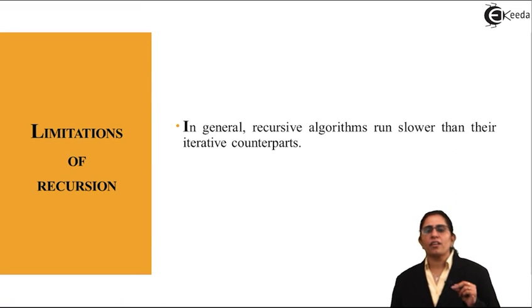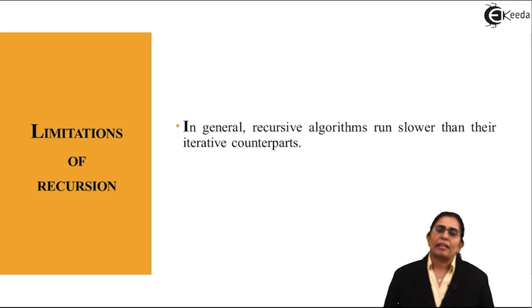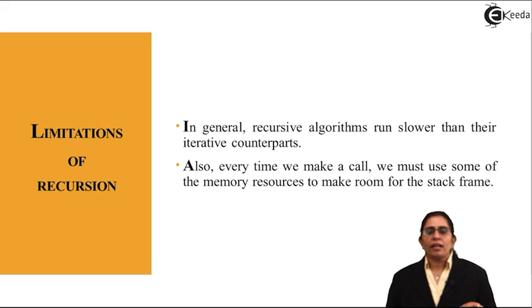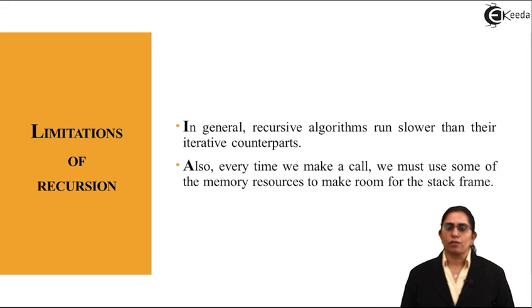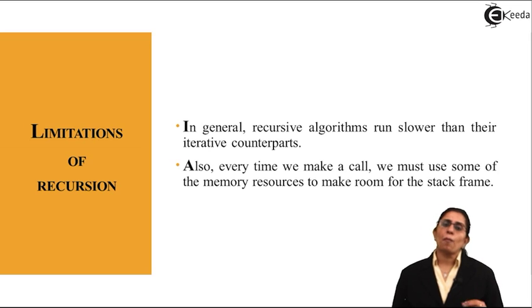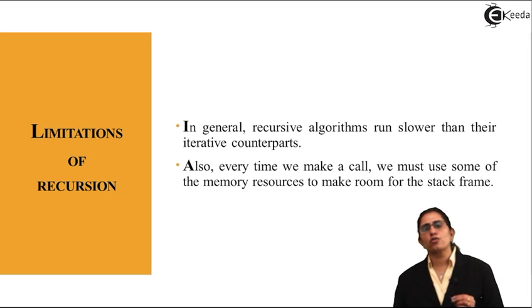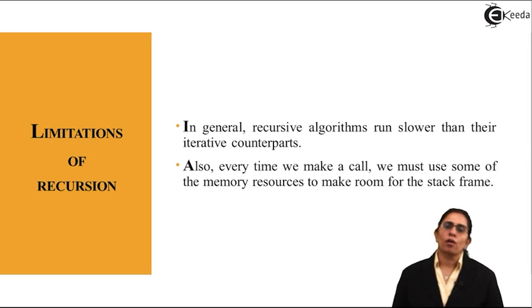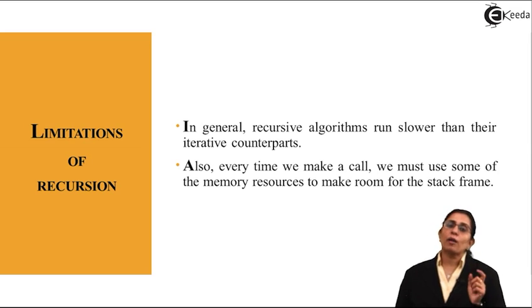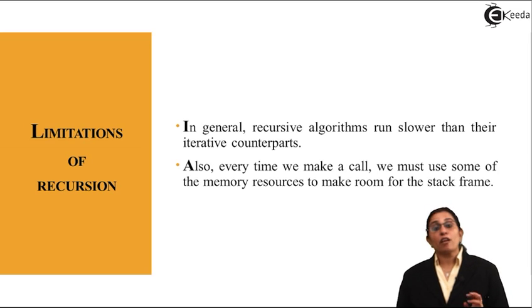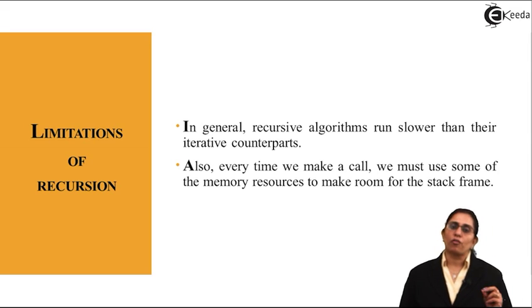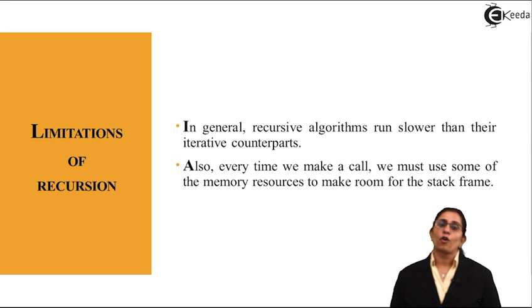Recursive algorithms usually run slower than their iterative counterparts. And every time we make a call to a function, we must use some memory resources to make use of the stack frame. Now, why do we need a stack frame over here? We need a stack frame because we have to store the address location and the calling point of that particular function. If we do not store the calling point of the function, then we lose track of where we have to return after we have jumped to that particular location.